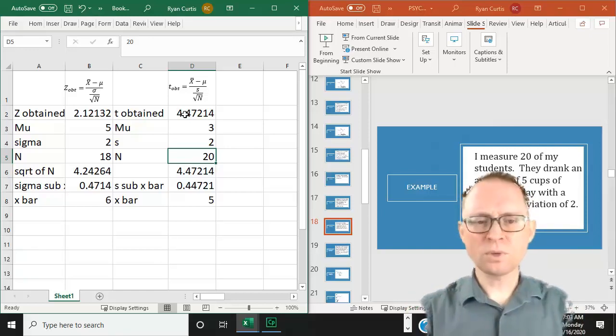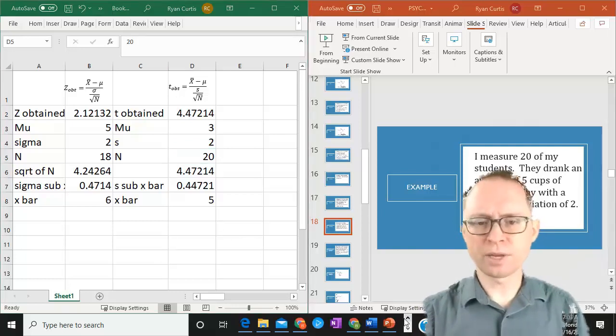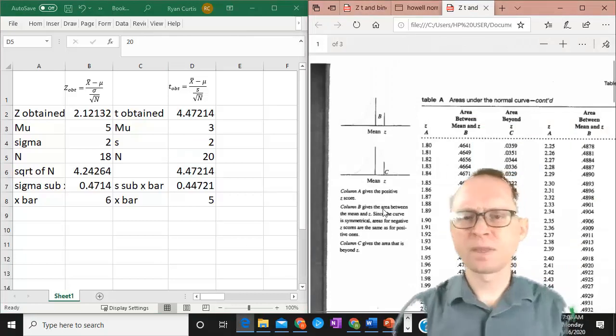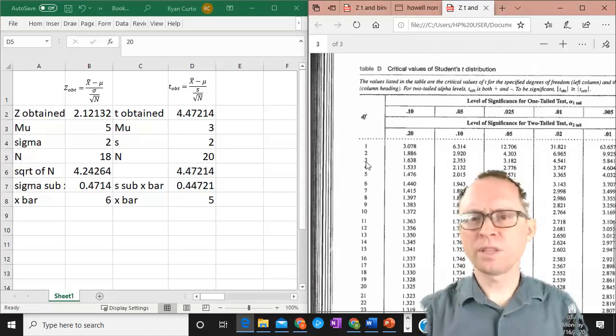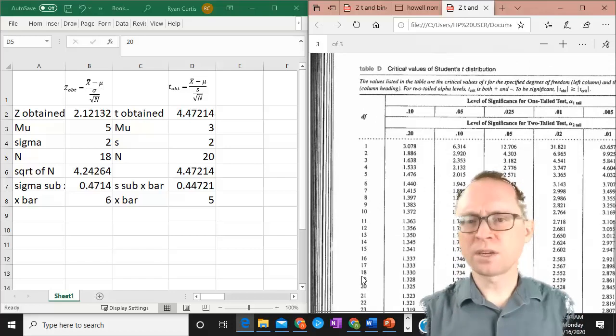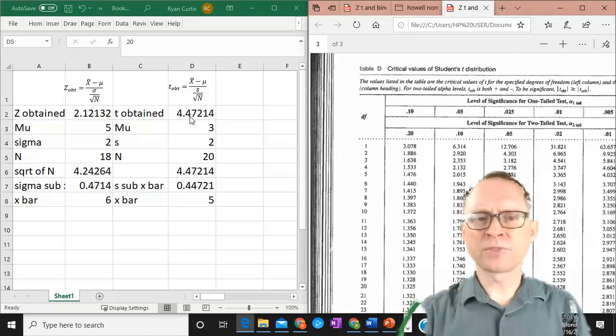So what we're going to do is, this is a t-test, so we need to look at a t distribution. Let's go ahead and find that. So this is our t distribution. This is the level of significance for a one-tailed test. This is level of significance for a two-tailed test. The t that we obtained is 4.47.